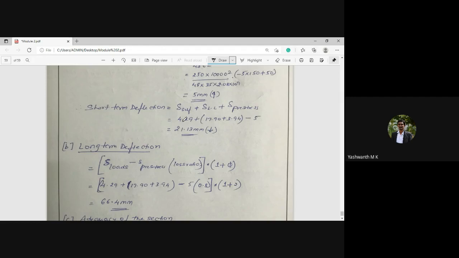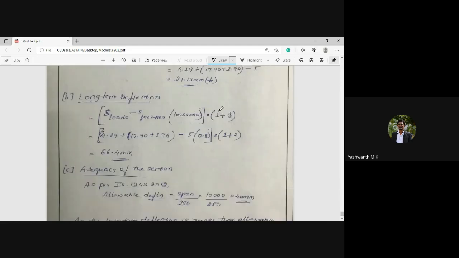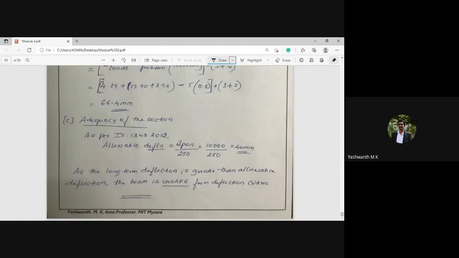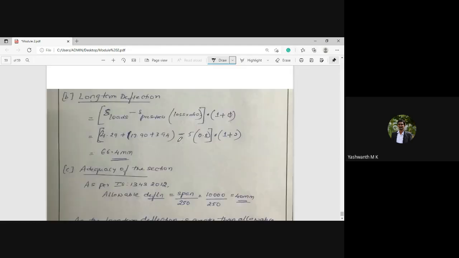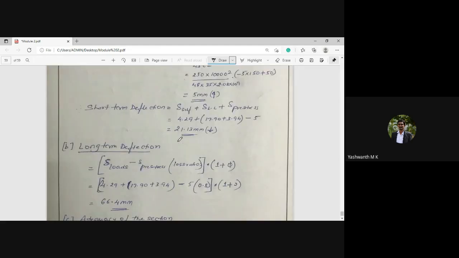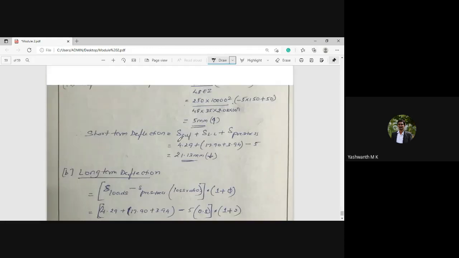So for the deflection due to live load, deflection due to pre-stress, and deflection due to self-weight, it is safe. But when the creep and shrinkage effect is considered, the beam will undergo deflection which is unsafe. Did you get my point? So like this, we need to go ahead with the numerical problems in deflection. Is it clear? Any doubts?